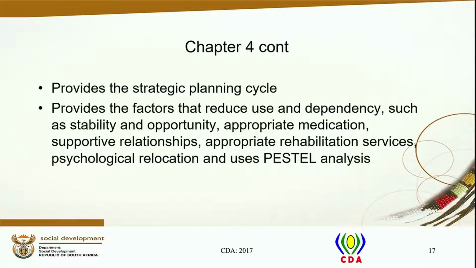It provides the factors that reduce use and dependency, such as stability, creating opportunities for people, the appropriate medication in order to make treatment available, particularly talking about OST and medically assisted treatment, the supportive relationships that we need to create in terms of how do people be reintegrated back into society, which hasn't changed, but needs to change in order for these people to be able to be reintegrated, and how are we going to be working with them?